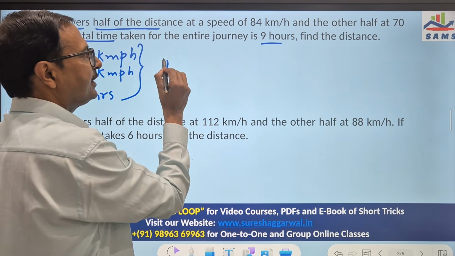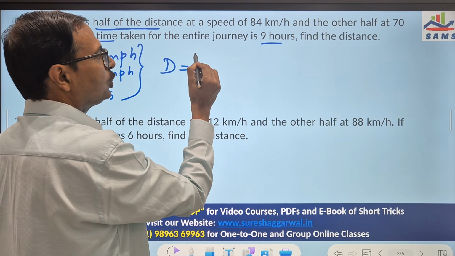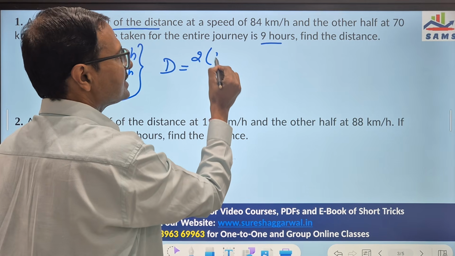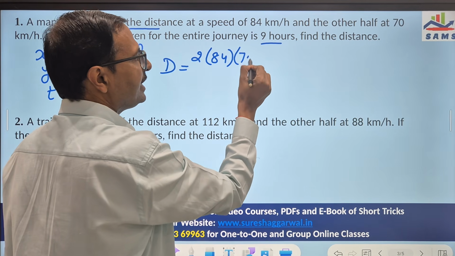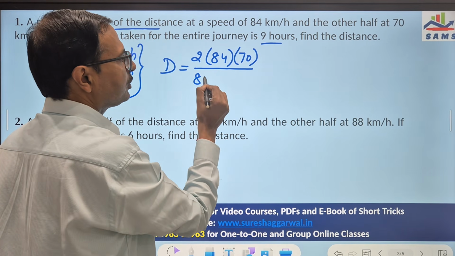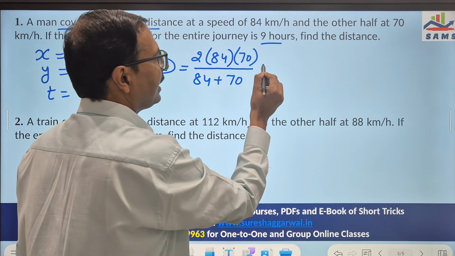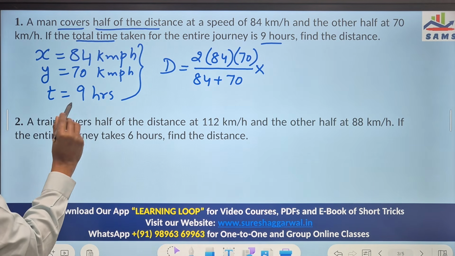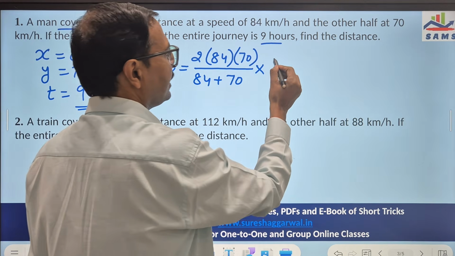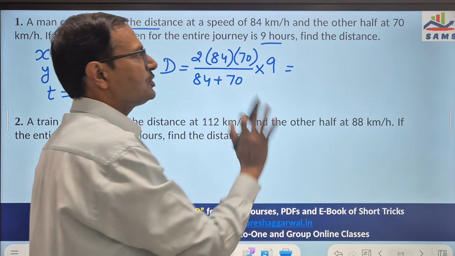So if I have to find the distance, I have to do 2xy, x is 84, y is 70, and in the denominator I have to add 84 and 70 and multiply this result by the time taken, that is 9 hours. Now this is the calculation which we have to do.